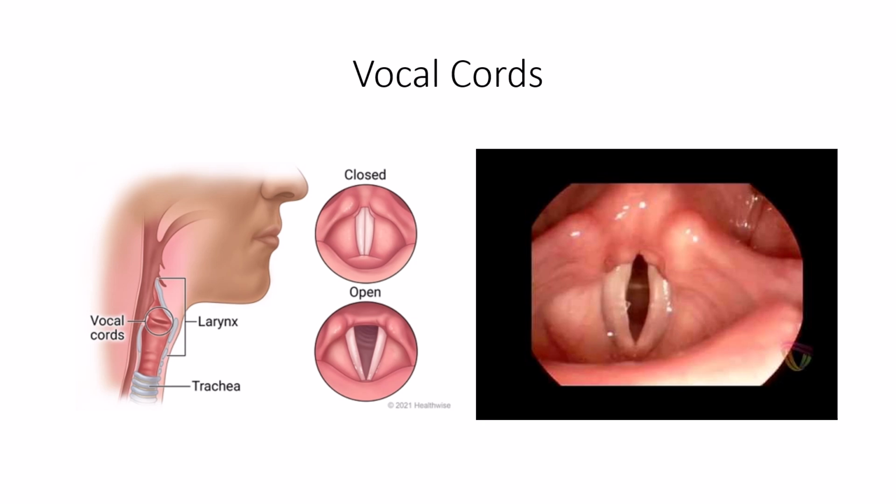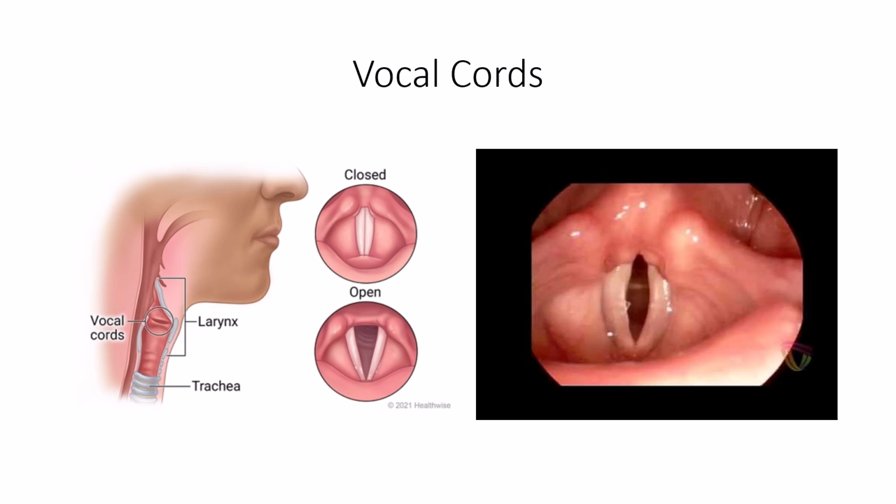Now, the vocal cords open and close when you breathe and when you speak and when you sing. When you talk, what happens is air from your lungs passes through the vocal cords, making them vibrate. It is this vibration that creates a sound.